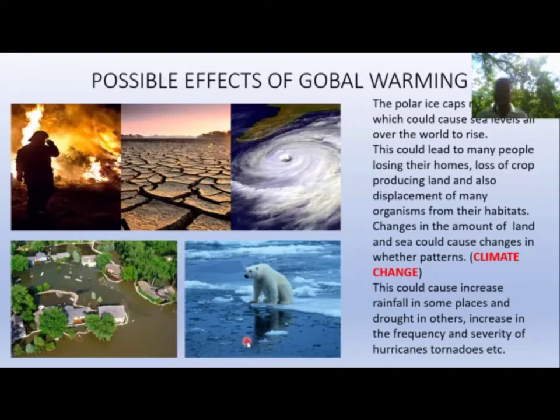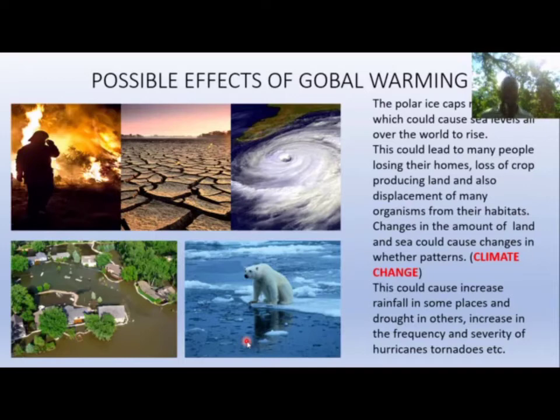Good. So changes in the amount of land and sea could lead to changes in weather patterns. Now this is one of the most important things we can tie into the whole global warming and greenhouse effect. It's called climate change, and it is a term that is being thrown around now. Everywhere you go, you hear about climate change. So one of the biggest things that causes climate change is this whole global warming effect, right? Our possible global warming effect.